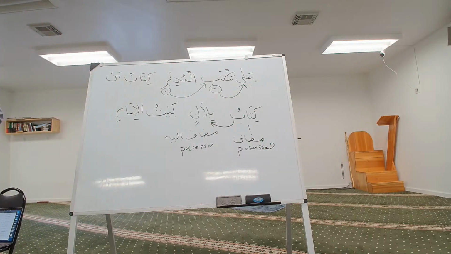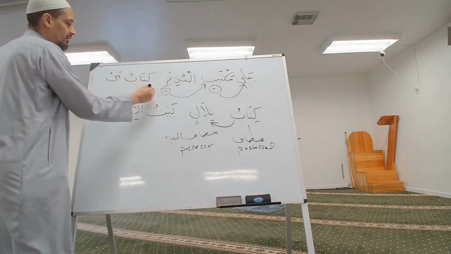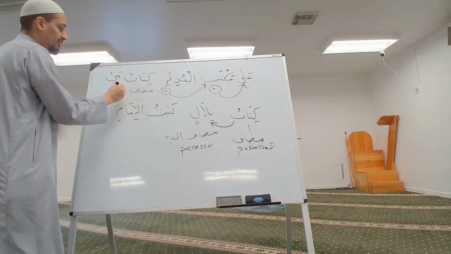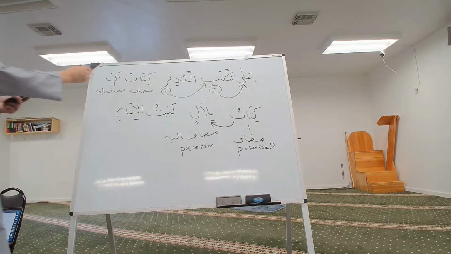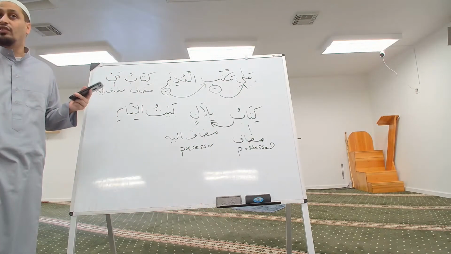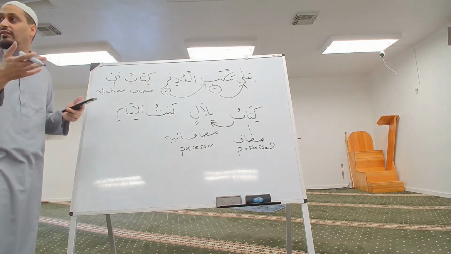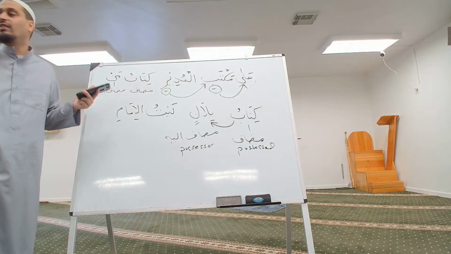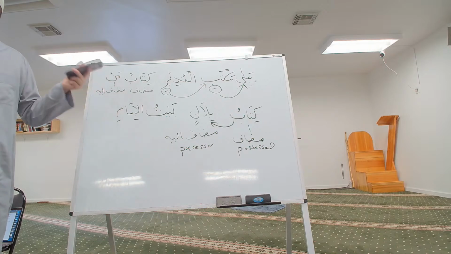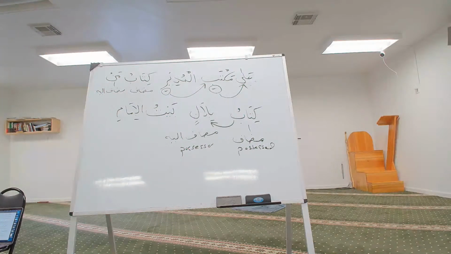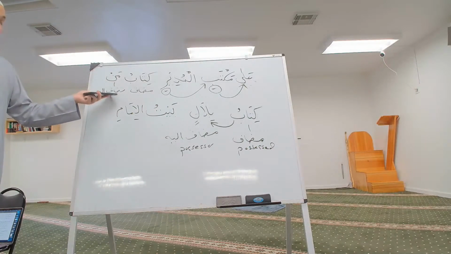So, for example, kitabu man. Whose book is this? Kitabu is mudaf, and man is mudaf ilayh. Now man is in the genitive state, but it's not going to change, because man is always going to remain man. It's not going to be kitabu manin. You're going to read it kitabu man until the day of judgment. Man means who, but it is mudaf ilayh.